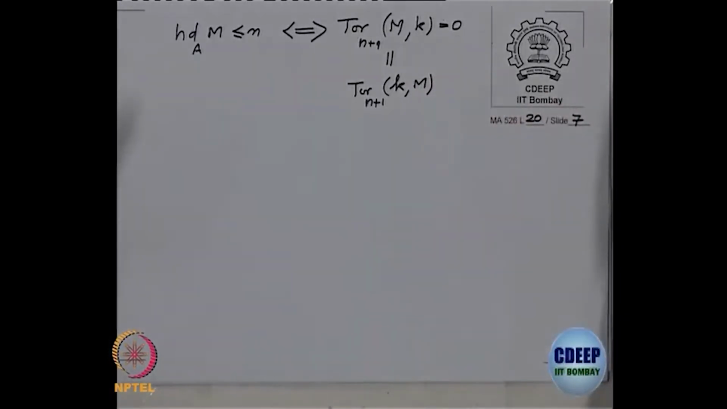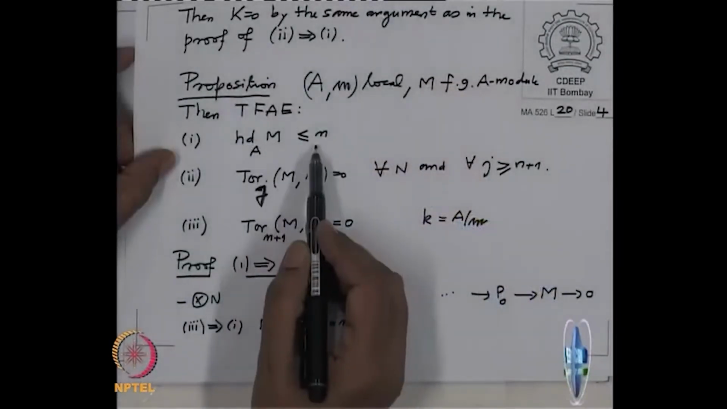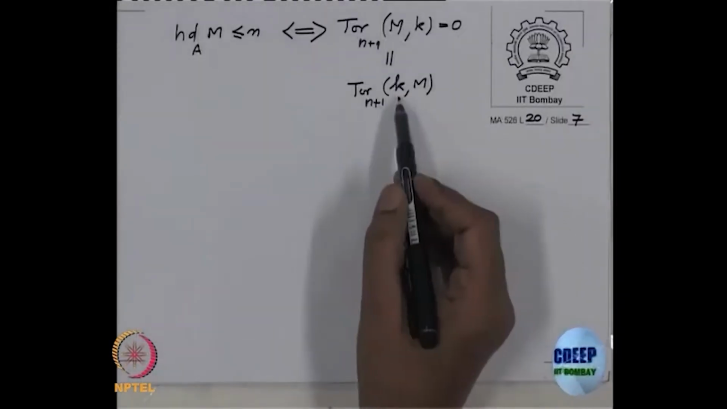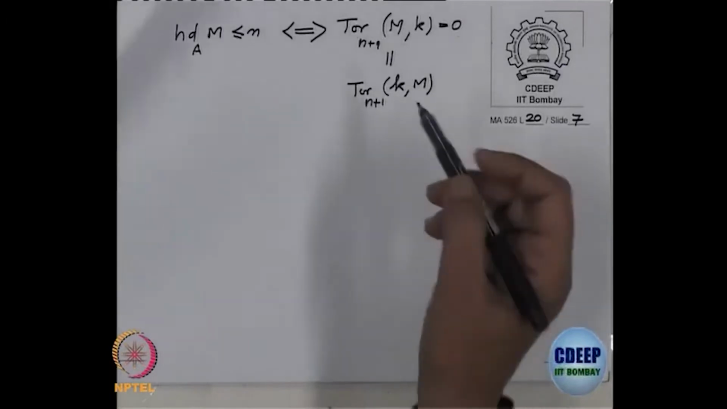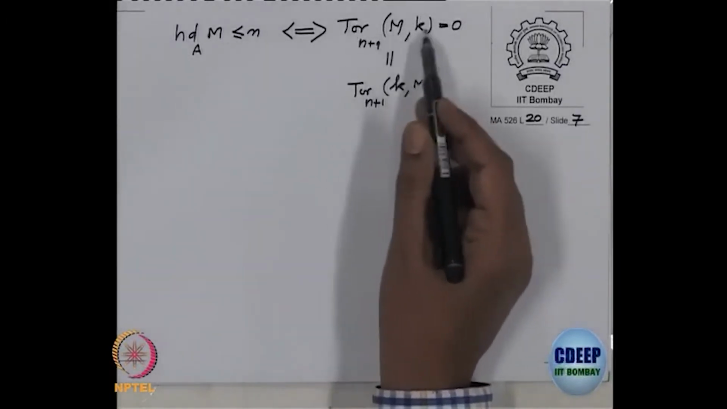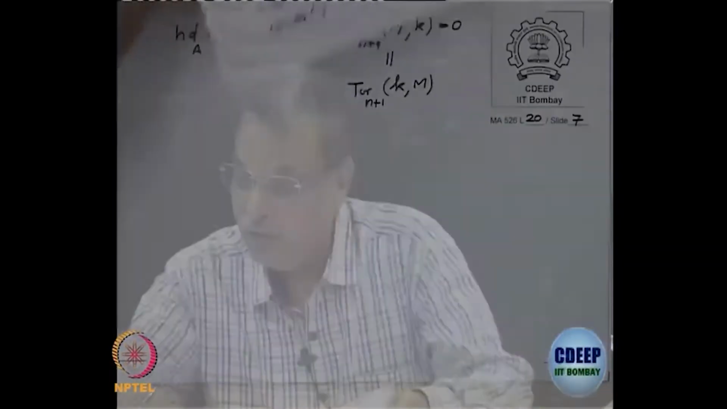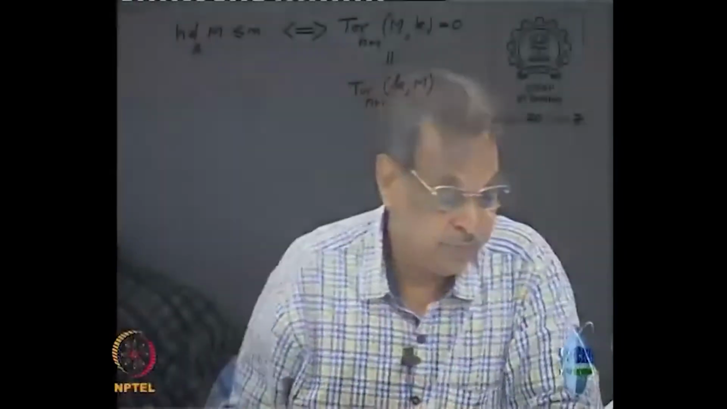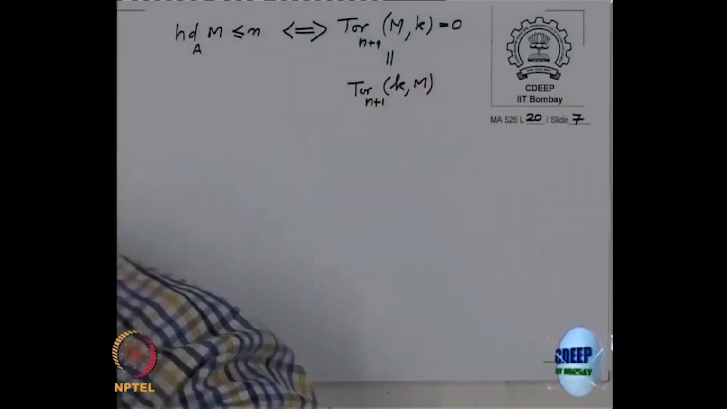So, the earlier proposition says that if Tor_{n+1}(M, k) is 0, then the homological dimension is less than or equal to n. But you see we have this the other way. Anyway, this is 0. So, therefore, it follows that the homological dimension is less than or equal to n. So, this we have proved for finitely generated modules.